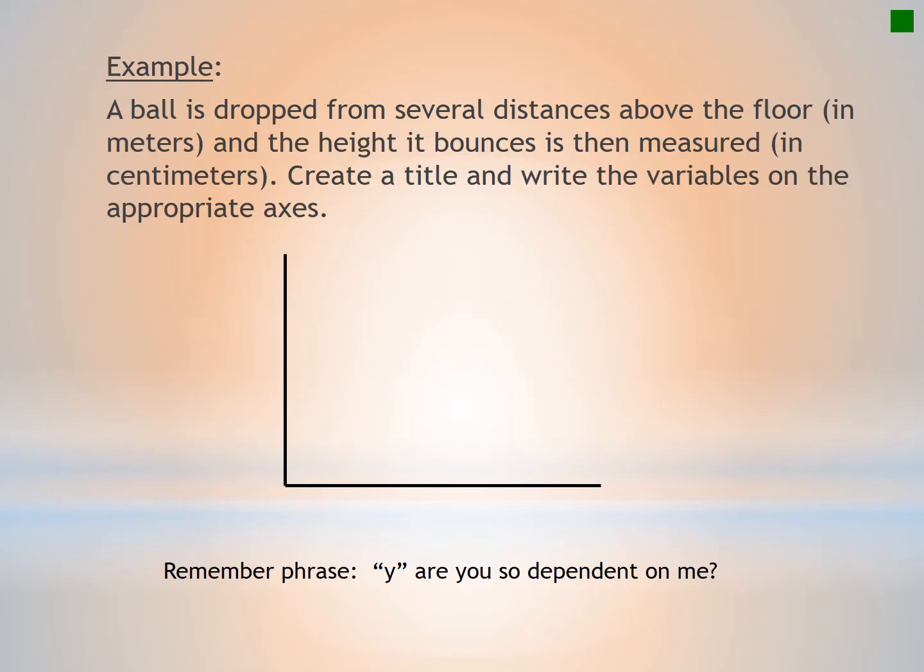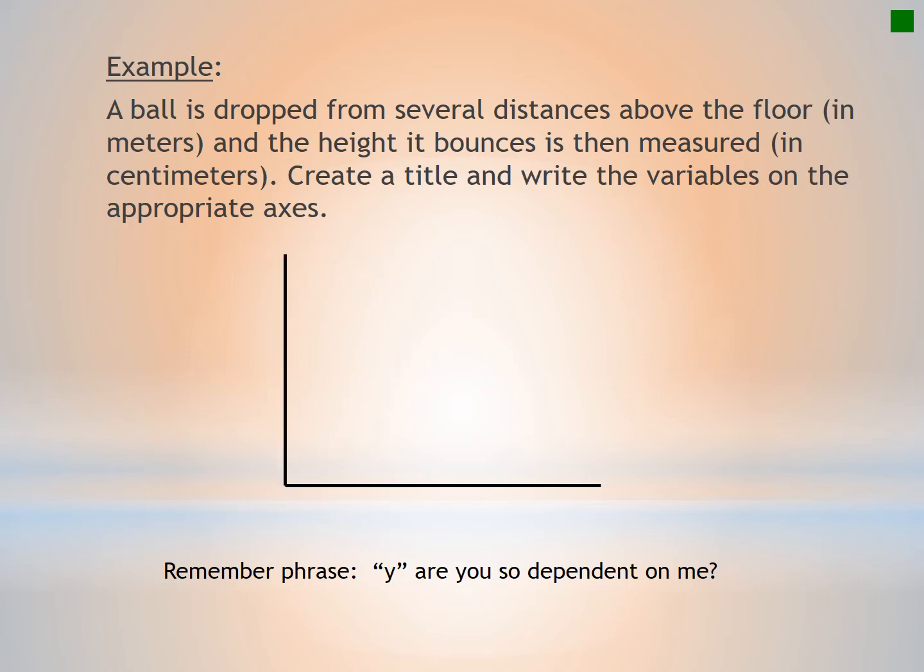Okay, so let's try to apply what we just learned onto this graph. A ball is dropped from several distances above the floor, and the height it bounces is then measured in centimeters. Create a title and write the variables on the appropriate axes. So the first thing that I always want to do, before I do the title, is the axes. Okay, so first off, the way that I can remember that the dependent is on the y is you can form a D out of the y axis. See how you can do that?